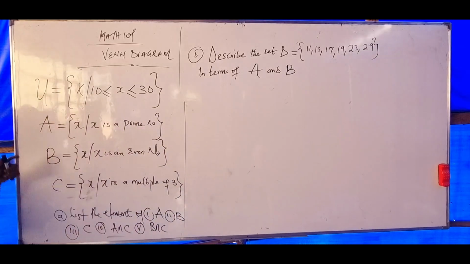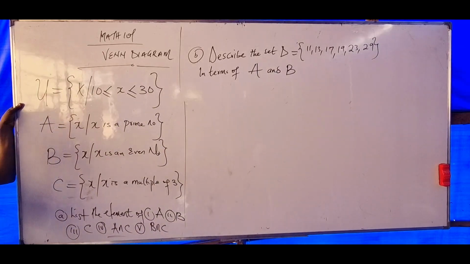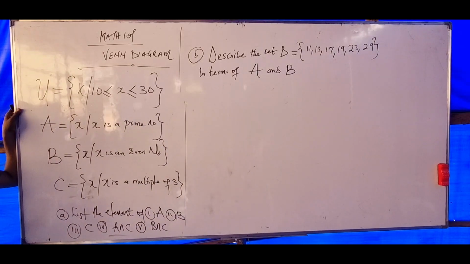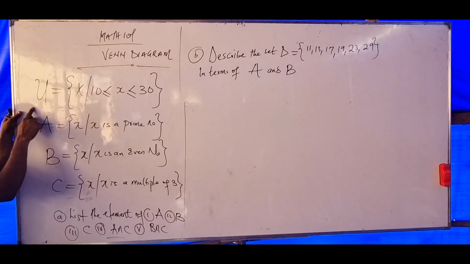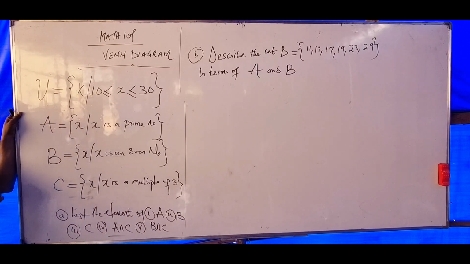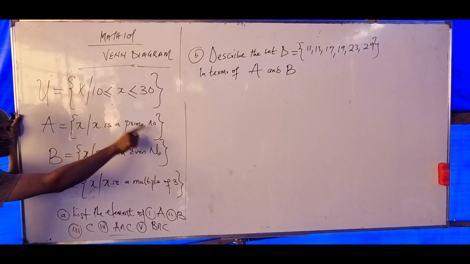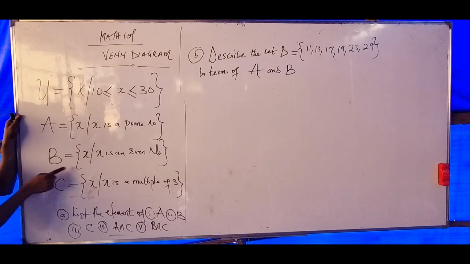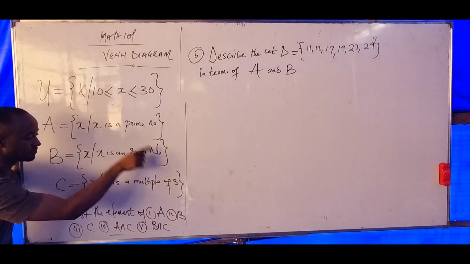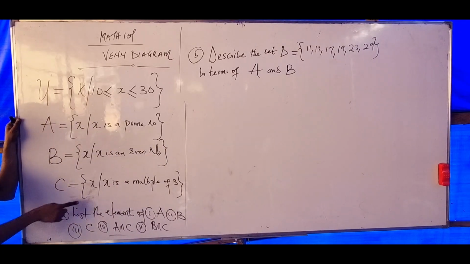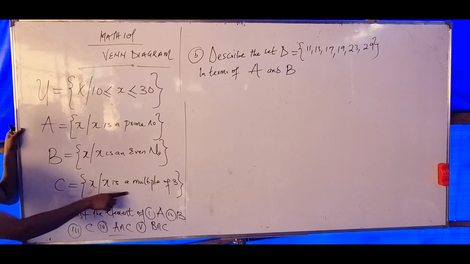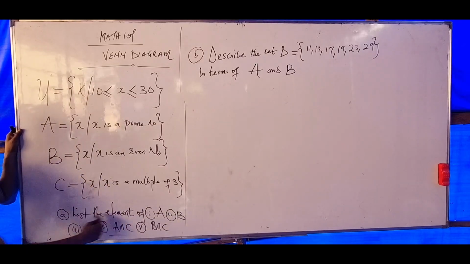Now look at this. Can we now solve? We are given that the general set is this, right? Set A is S such that S is a prime number. B is S such that S is an even number. What of C? S such that S is a multiple of 3.